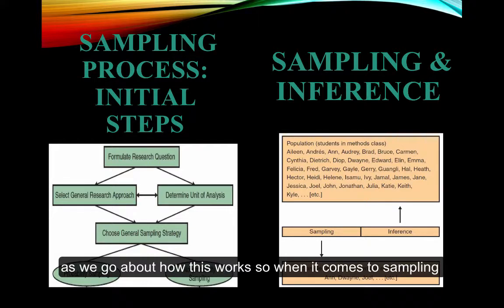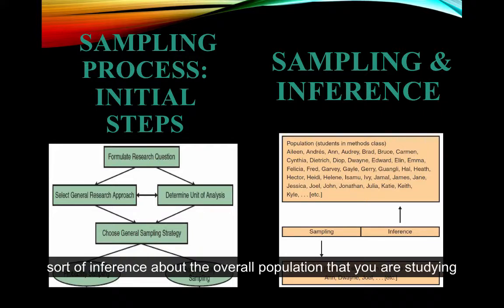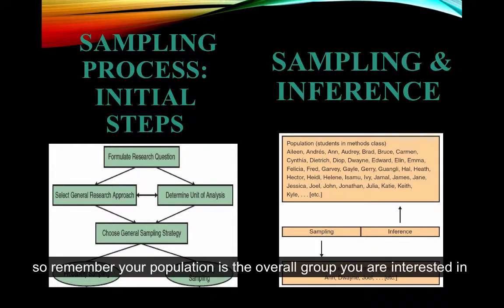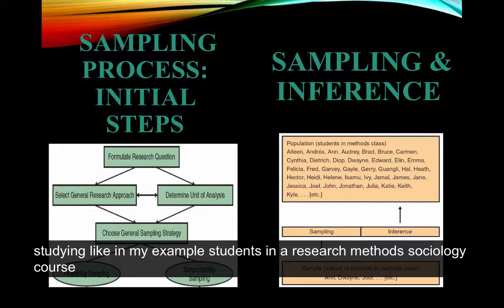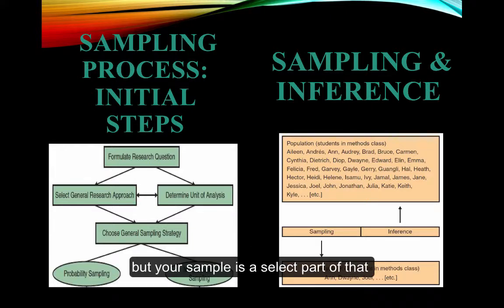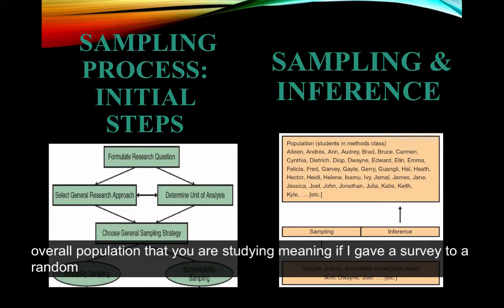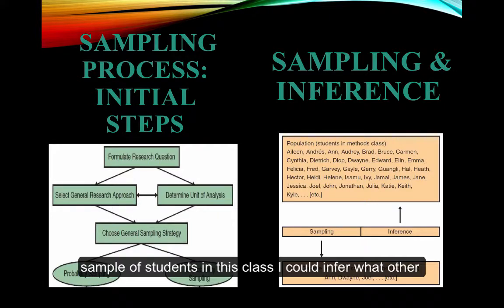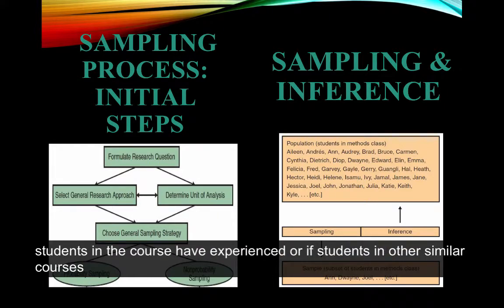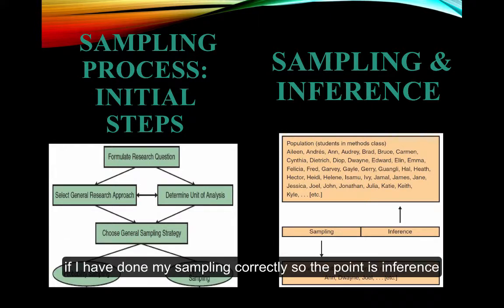So when it comes to sampling and inference, the whole point of probability is to make some sort of inference about the overall population that you're studying. So remember, your population is the overall group you're interested in studying, like in my example, students in a research methods sociology course. But your sample is a select part of that overall population. Meaning, if I gave a survey to a random sample of students in this class, I could infer what other students in the course have experienced, or students in other similar courses, if I've done my sampling correctly.